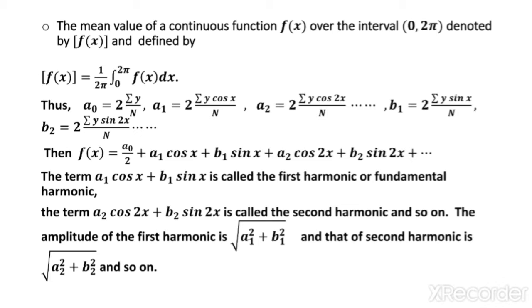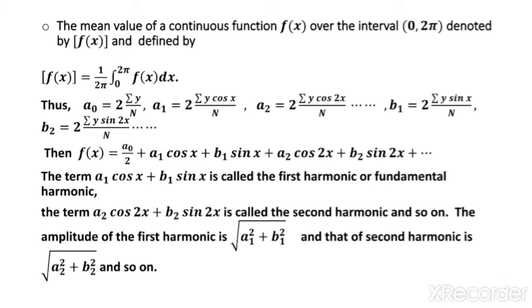a1 is 2 times summation y cos x by n. So you need to calculate cos x, y cos x, then sum of y cos x, and divide by n. For the a2 value, calculate cos 2x, then y cos 2x. So you will get the y cos 2x values, and sum those values together. Like that you have to calculate a1, a2, a3, b1, b2, etc.